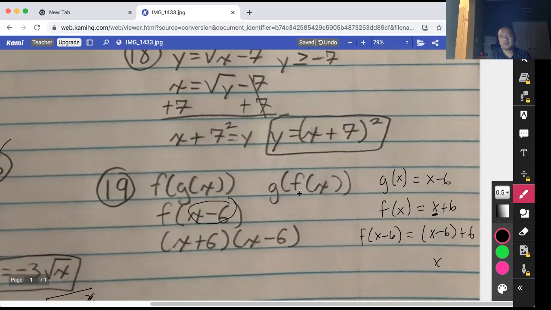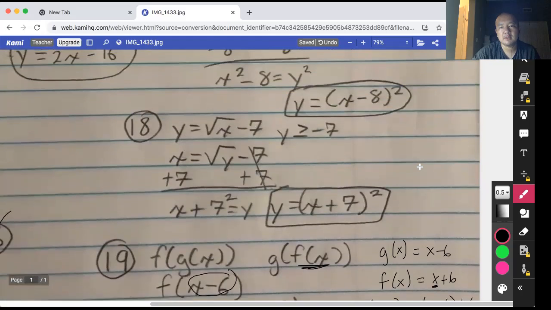And then vice versa. If you do this here, you do the g of x plus 6. And so you're going to plug in the x plus 6 for this x. So it will be x plus 6 minus 6, and so you can cancel them out. They both equal x. And since they both equal x, they are inverses of one another. So I hope that is helpful.